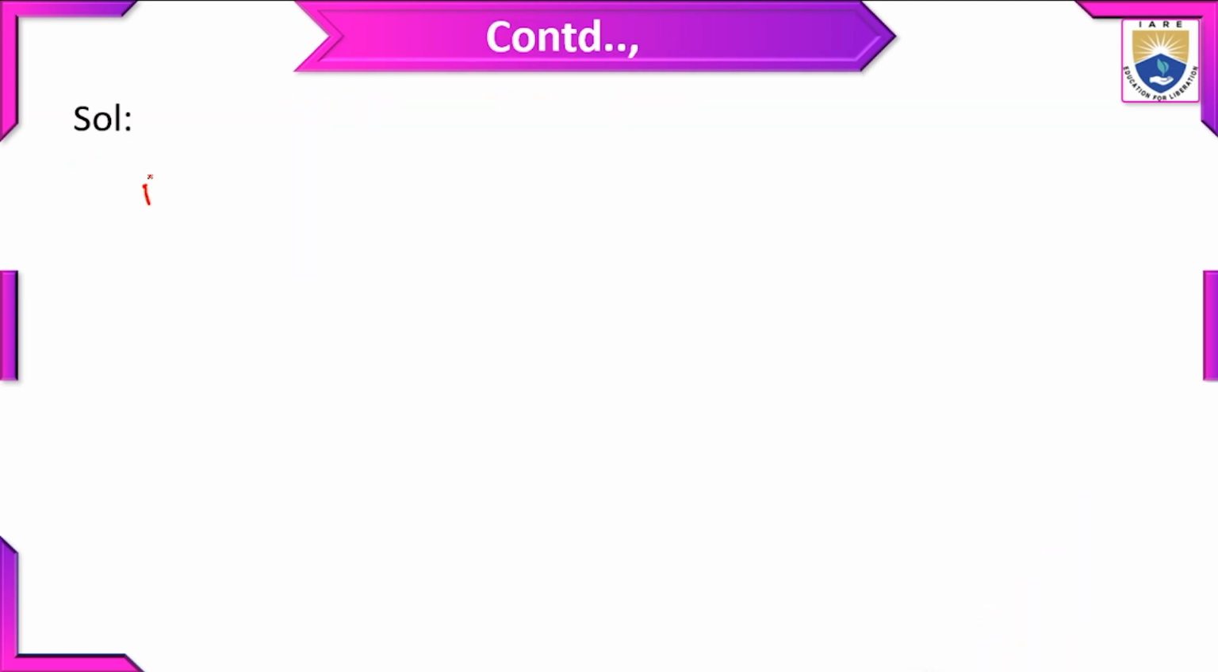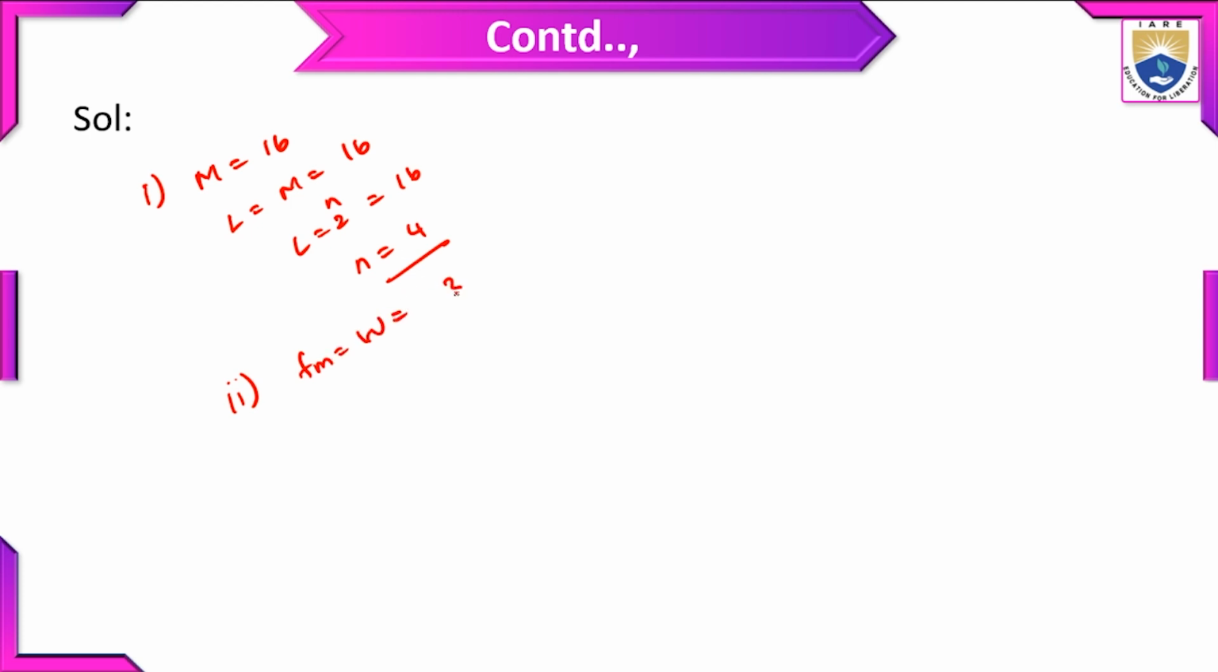Coming to the first one, the number of levels is 16. Here the number of levels is just equal to M, that is 16. So L equal to 2 power n, that is 16. So the n value is nothing but 4. The number of bits is 4. And the second one, Fm or W is equal to 3 kilohertz. So Fs is greater than or equal to 2W. That is the next, right? So it is greater than or equal to 2 into 3 kilo. So Fs is greater than or equal to 6 kilohertz. So this is the sampling frequency.